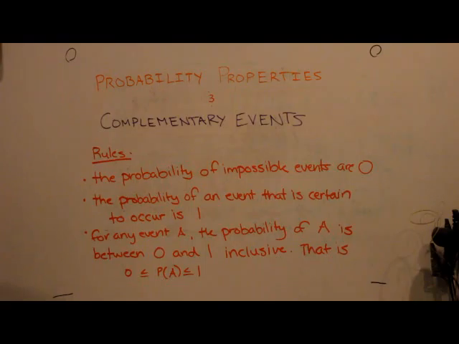So when we're talking about probability properties, there are three important universal rules to understand. They are: the probability of an impossible event is 0, the probability of an event that is certain to occur is 1, and for any event A, the probability of A is between 0 and 1 inclusive. That is, 0 is less than or equal to the probability of A, which is less than or equal to 1.